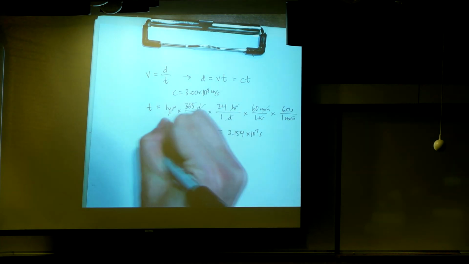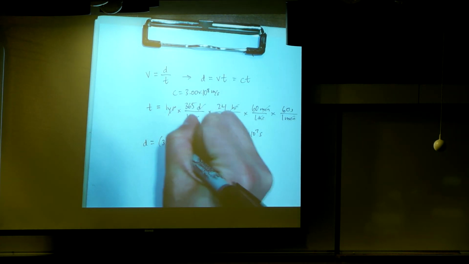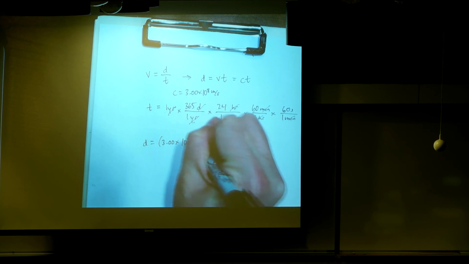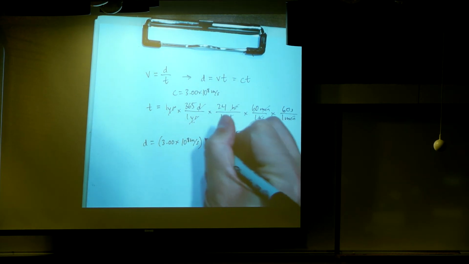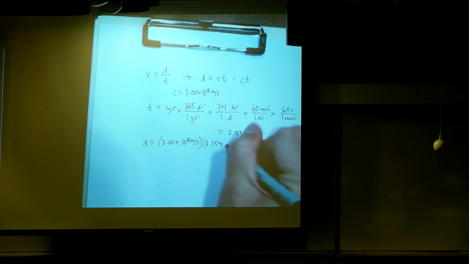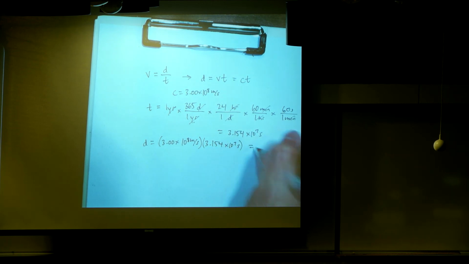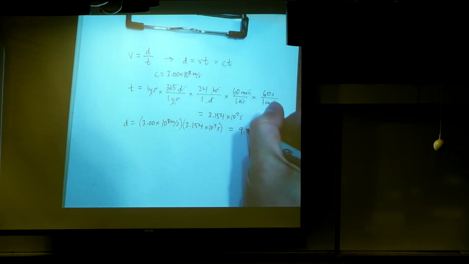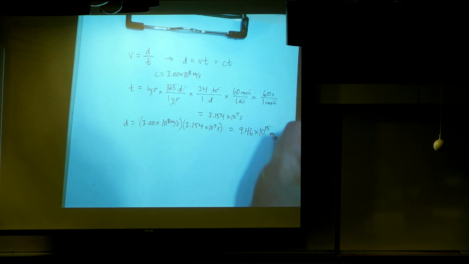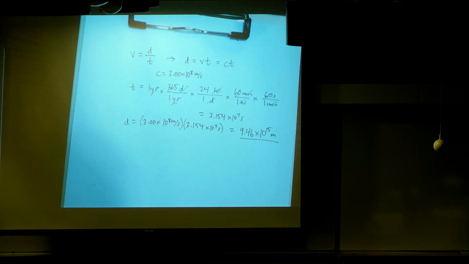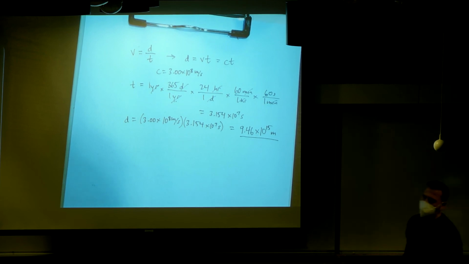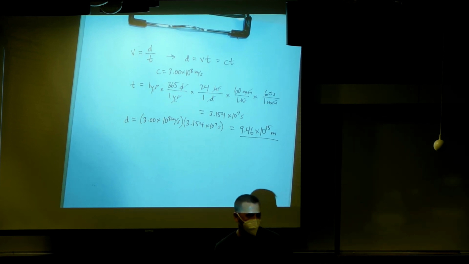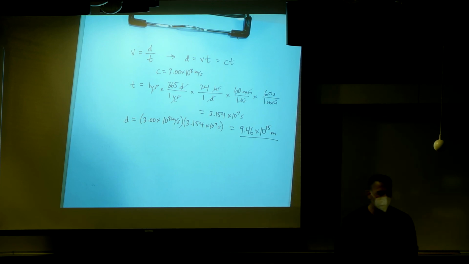So that means the distance of a light year is 3 times 10 to the 8 meters per second times this time, 3.154 times 10 to the 7 seconds. What does this work out to, everybody? Yeah, 9.46 times 10 to what power? 15 meters. That's a really large distance. Okay? The nearest star, obviously other than the sun, is about 4 light years away. Okay? So, giant distance.